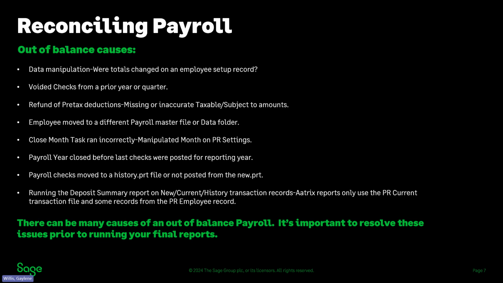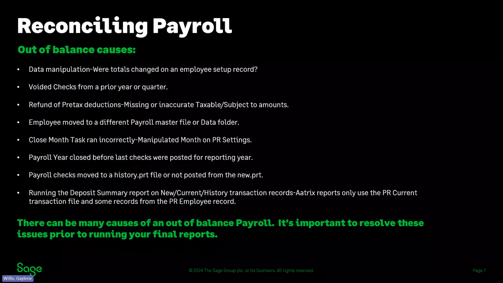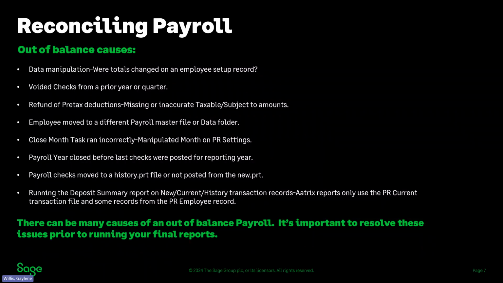And was the close month task ran incorrectly? In other words, not run under task close month, but were the payroll settings manipulated or changed? Did we close the payroll year before the last checks were posted for our reporting year? Did we move any checks to a history file? Or did we have any checks not posted from the new file?